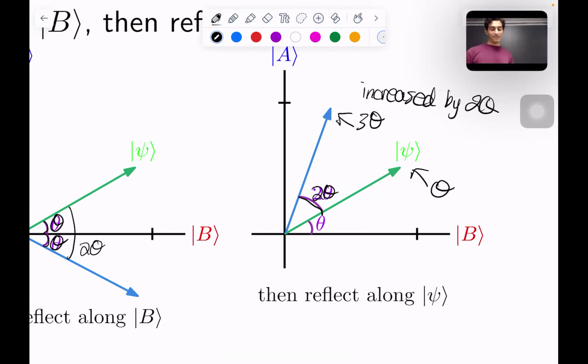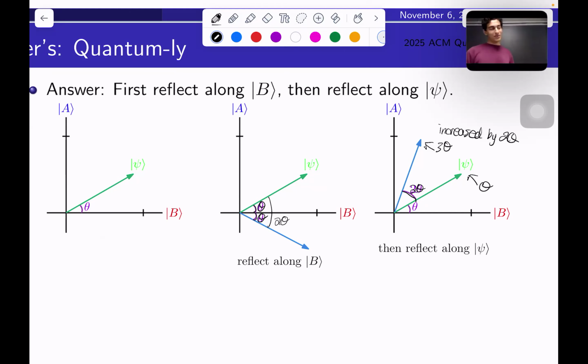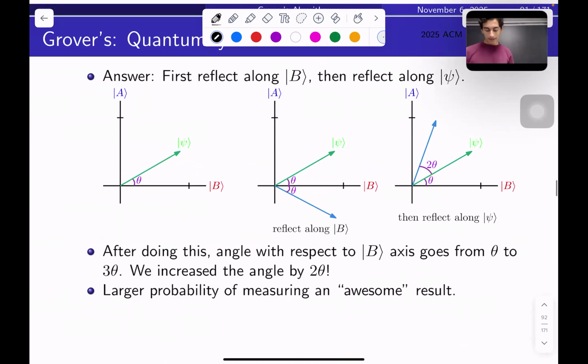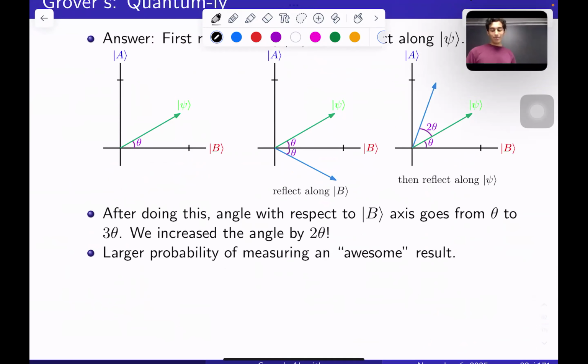And we just keep doing that, right? It looks like we're already very close to A, but this is for the n equals 2 case. If we were to do this with a very high n, we'd have to repeat it a lot more times. We'll go over that. Again, we increase the angle by 2 theta, and that means we have a larger probability of measuring a correct result because the projection of this vector onto the a-axis is larger.